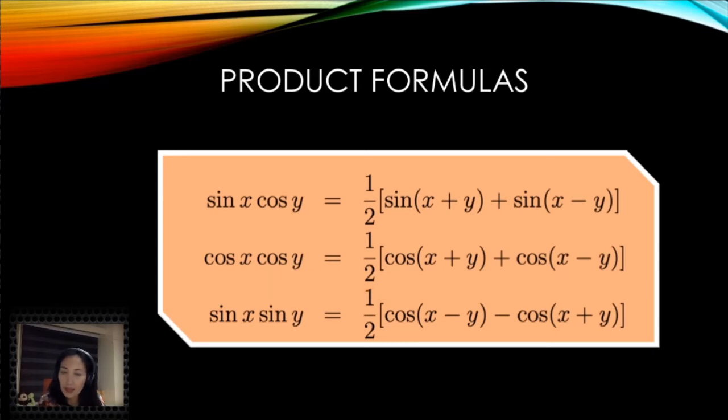Last, for sine x sine y, we have 1/2 of cosine of x minus y minus the cosine of x plus y. So please do not forget your identities, because when I will be asking you to express answers in simplest form, you will be needing the identities.